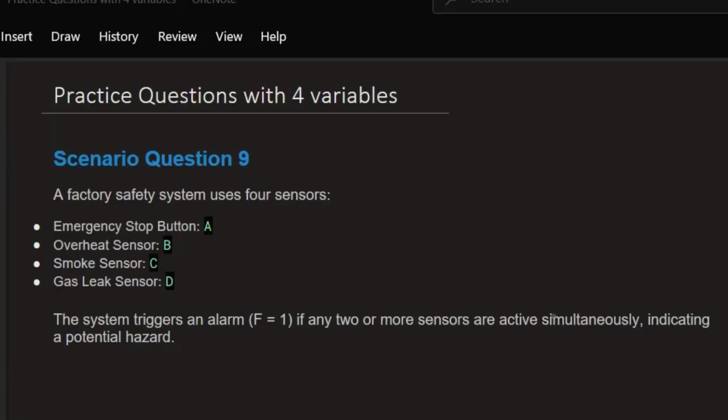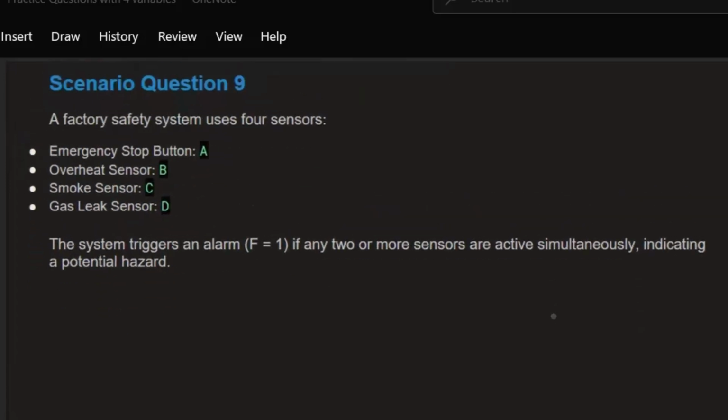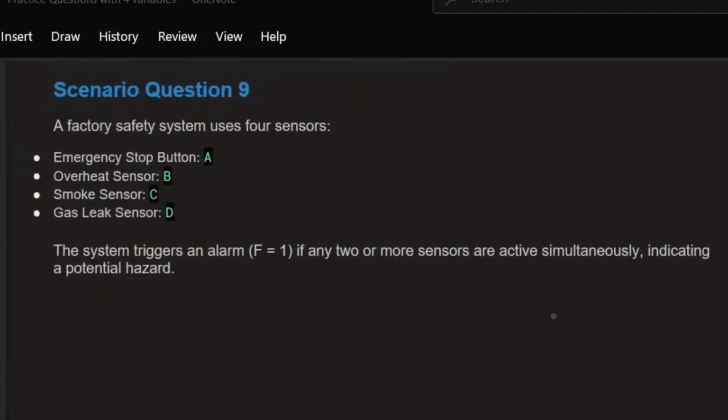A factory safety system uses 4 sensors A, B, C, D. The system triggers an alarm F equals 1 if any 2 or more sensors are active simultaneously, indicating a potential hazard. Now first of all, when you are facing scenario questions, the first step won't be finding the Boolean expression. We have to focus on the table first, because if you don't have the truth table, you can't actually come up with the Boolean expression.